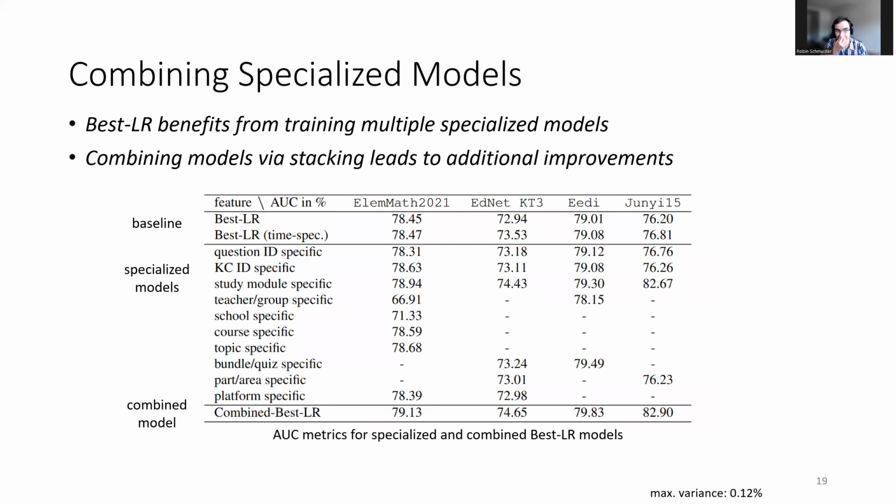And what we see here is that BestLR benefits from training multiple specialized models. And that if we combine the predictions, we achieve even larger improvements, here of the order of about 1% in AUC. If we use the augmented LR feature set to repeat this experiment, we see consistent improvements, but of a smaller scale of about 0.2% AUC. And the reason for that, we think, is that a lot of these features are already directly included in the BestLR feature set.